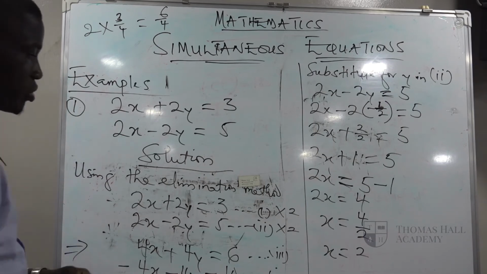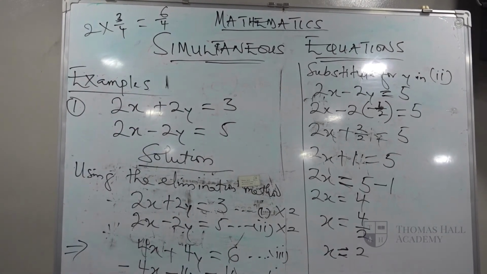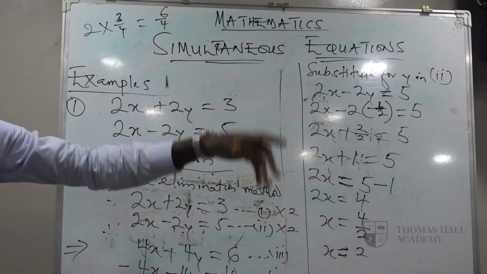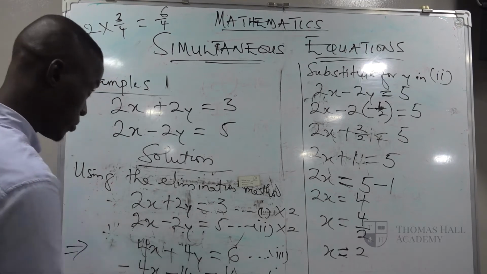Using the elimination method, first you must eliminate one of the variables. In this case, we eliminated x by subtracting equation 4 from equation 3, and then we are left with y. We got the value of y, and then we substitute for y in equation 2. If you like, you can use equation 1, 2, 3, or 4 to substitute for the value of the other variable. So that is it about the elimination method.